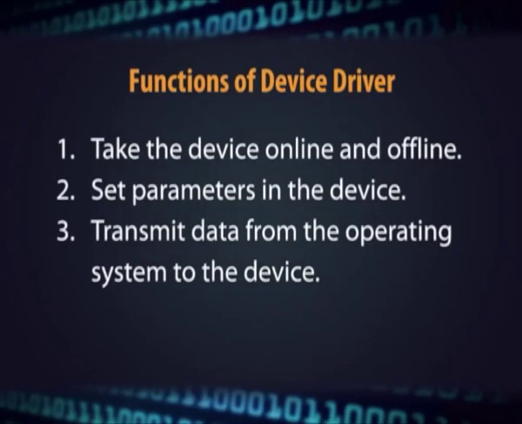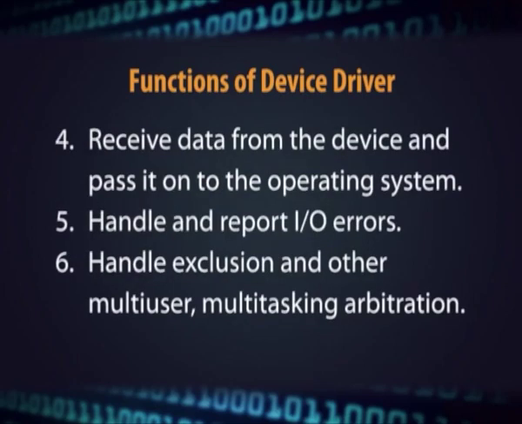First, take the device online and offline is the first task performed by the device driver. The second task performed by the device driver is set parameters in the device. The third task performed by the device driver is transmit data from the operating system to the device and receive data from the device and pass it on to the operating system. The fifth task is handle and report I/O errors. The sixth task is handle exclusion and other multi-user multitasking arbitration.